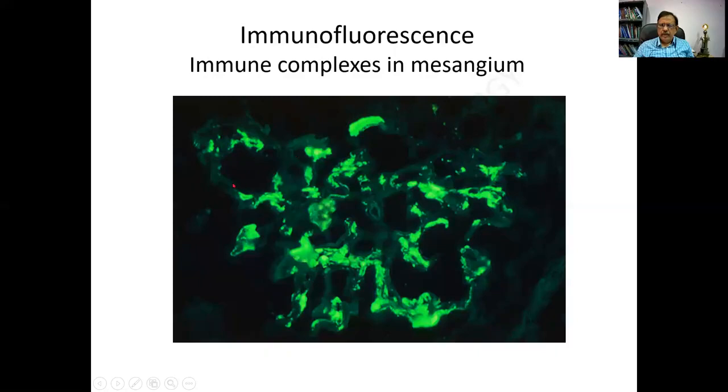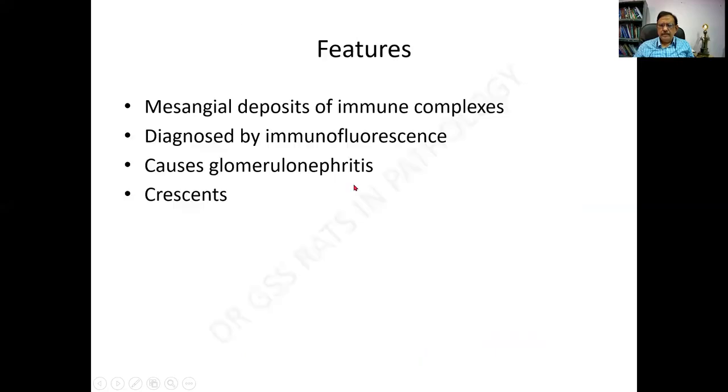And look at this also. These are all capillaries which are not affected, but the connecting link, that is a mesangium, that is getting affected, and I find immune complexes which are being deposited in the mesangium. These fluorescent areas are all the immunological deposits. The mesangial deposits are there showing the immune complexes. They can be diagnosed by immunofluorescence. It can cause glomerulonephritis, and sometimes there can be what is called as crescentic glomerulonephritis.